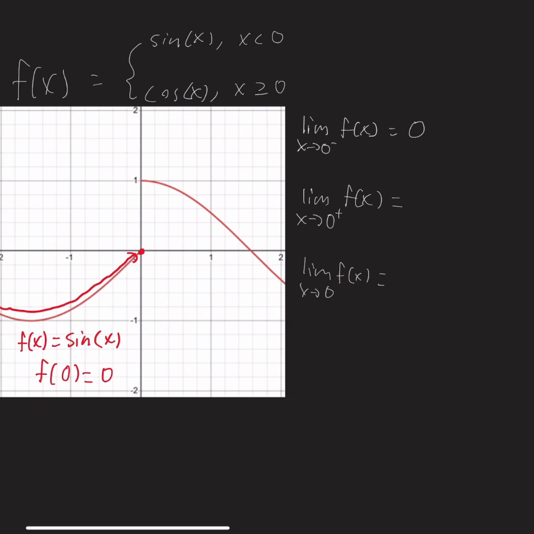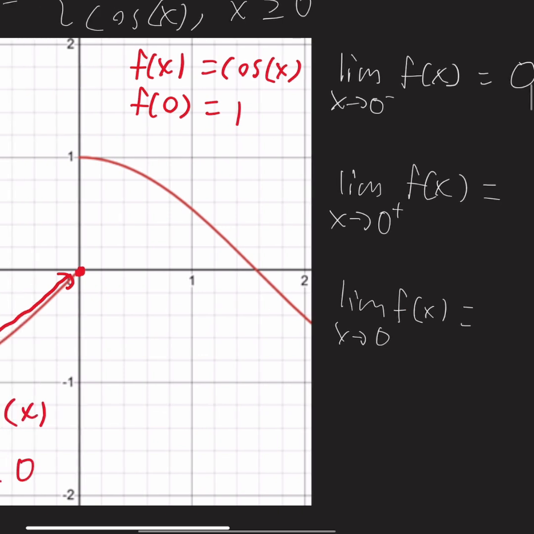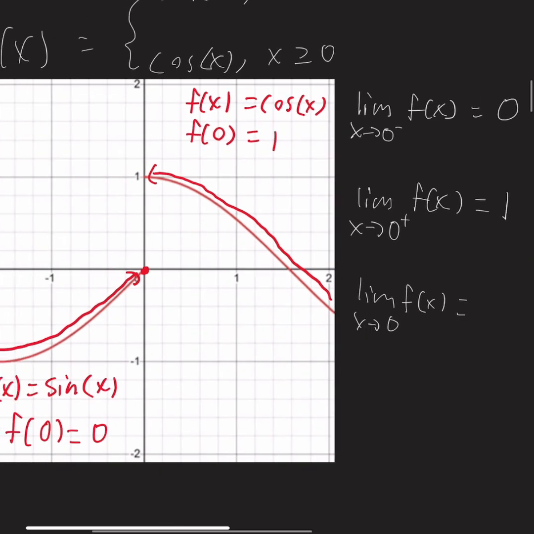Well, what happens to the right-side limit? This is f of x equal to cosine of x. At 0, this graph is equal to 1. And let's trace the graph. Starting negative, it's getting more and more positive and approaching 1. So we can say the right-hand limit of this graph is 1.